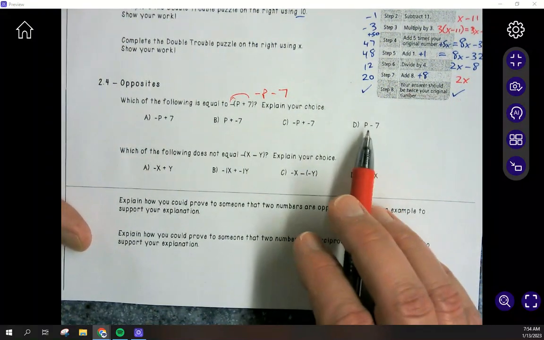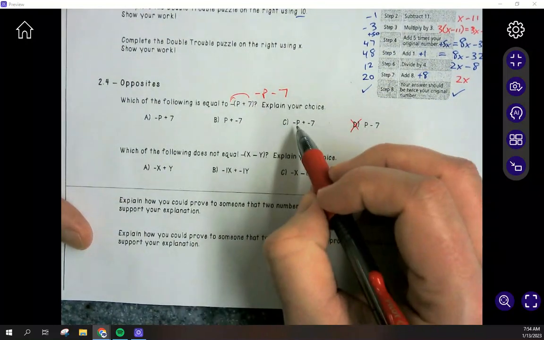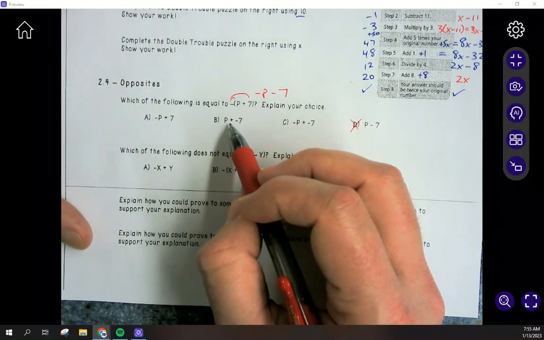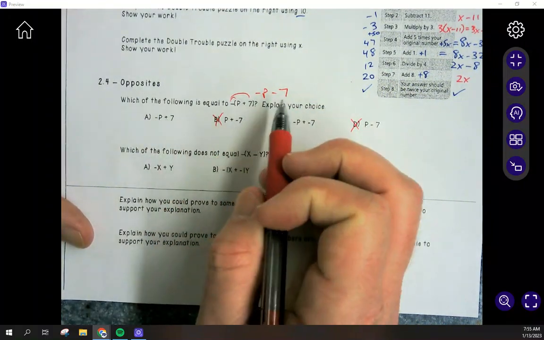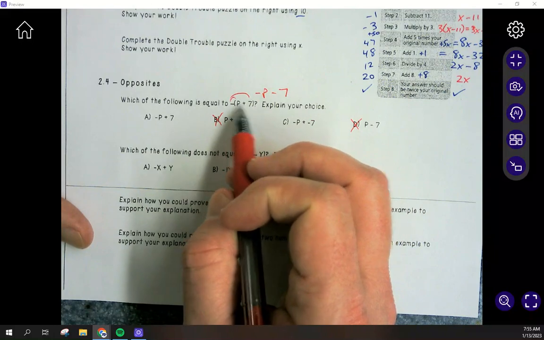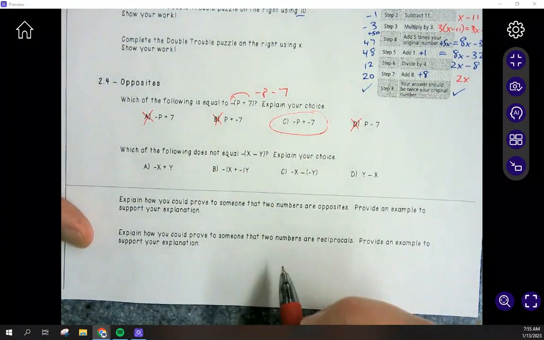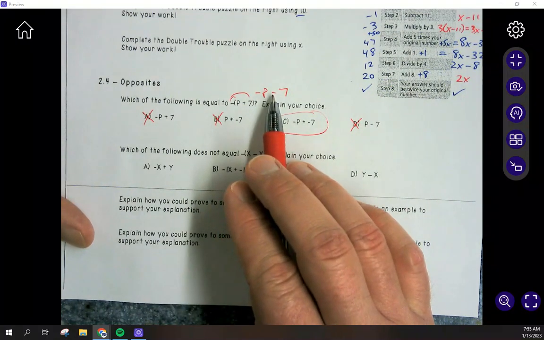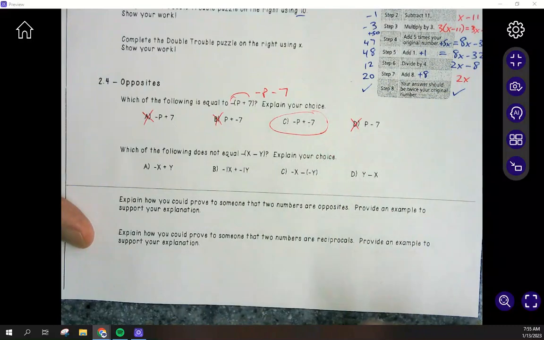So if we look carefully, this one has a positive p. That's no good. This one we'll come back to. This one has a positive p. That's no good. This one has a negative p, but a positive 7. That 7 has to get multiplied by the negative 1. It would not be positive. So clearly this is the right answer. And remember we said writing a minus 7 is the same as adding negative 7. So that's why this one works.